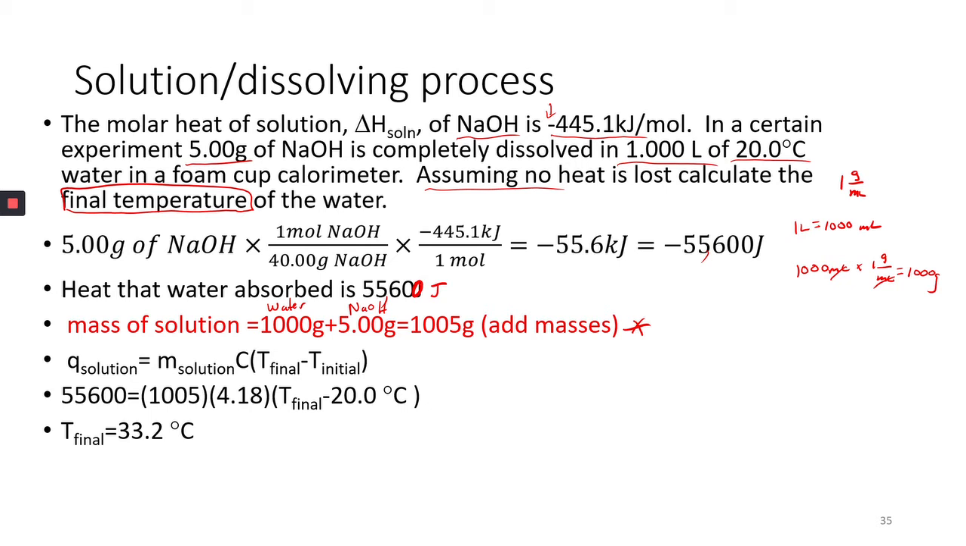So now we're going to use the heat of the solution, which is positive 55,600 joules. The mass of the solution, we're going to use CP of the water. We assume that the solution and the water have the same heat capacity. And then we just, for delta T, remember delta T is T final minus T initial. So we just plug that in, and then we solve for T final, and we get 33.2 degrees Celsius. It's always good to go back over these and see if you could get the same answer.